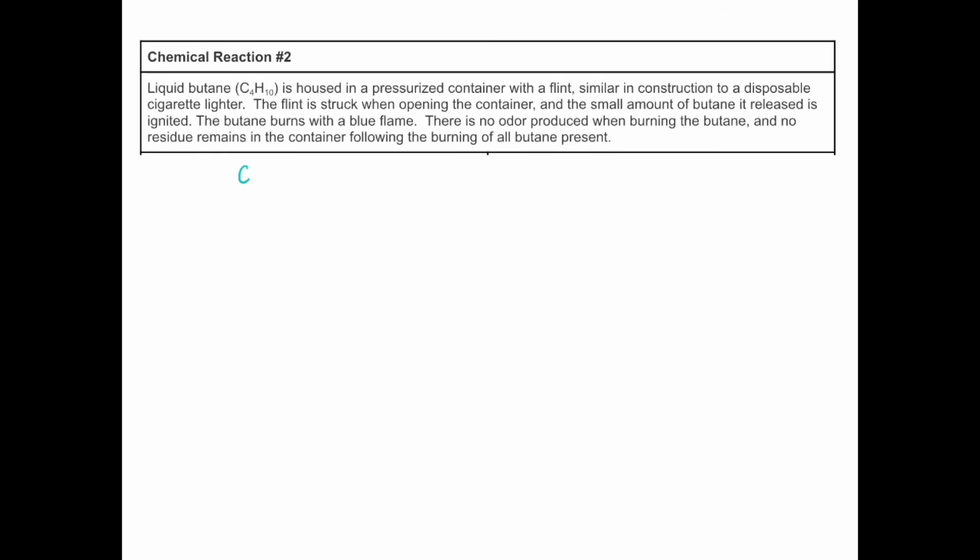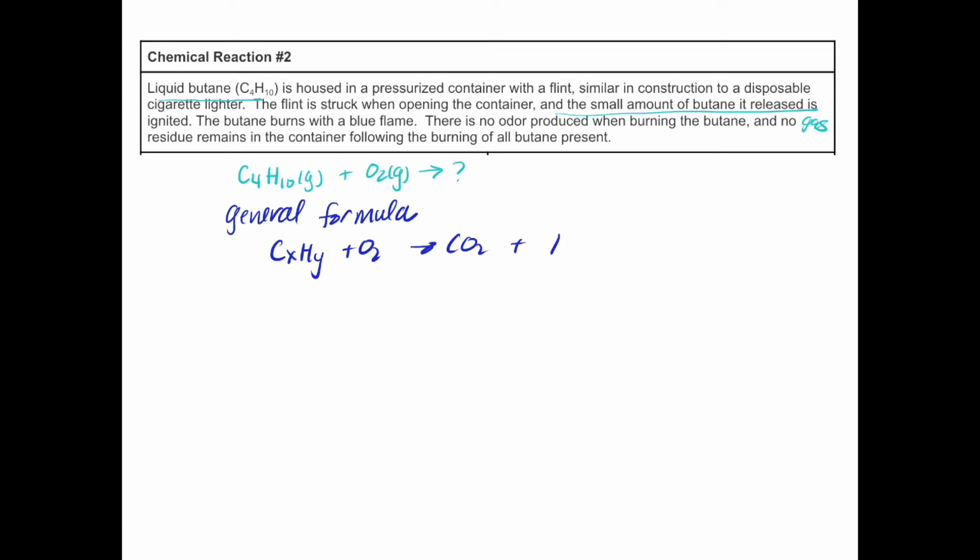Predicting the products for a combustion reaction is pretty easy if we just look at the general formula: a hydrocarbon plus oxygen gives us CO2 and water. So we're going to produce CO2 and water here, and then I'm going to write out what everything is. C4H10, which is butane, plus oxygen gas gives us carbon dioxide plus water. And now it is time to balance it.